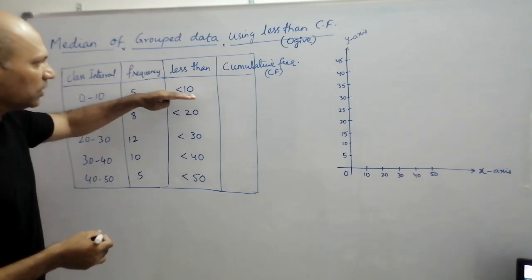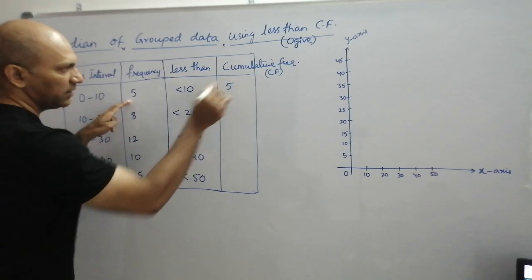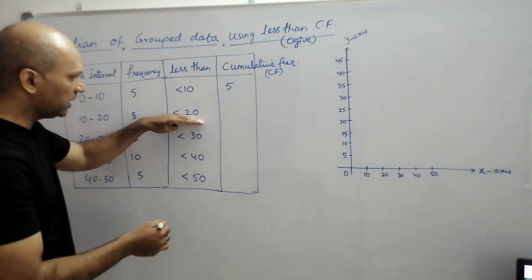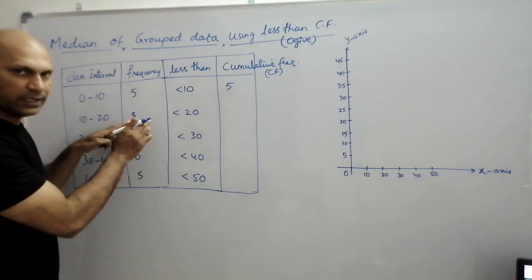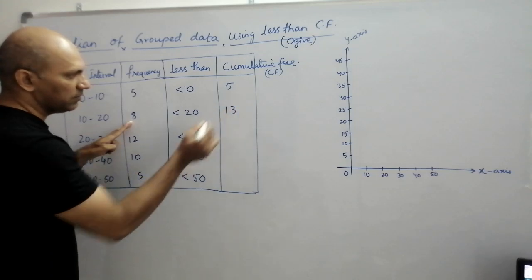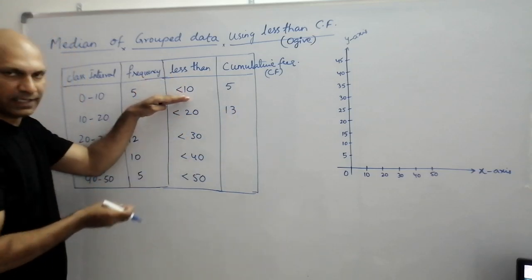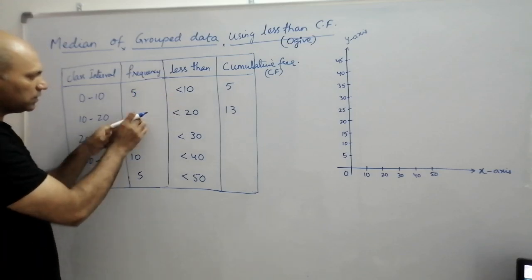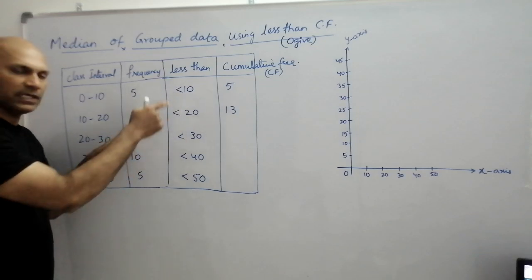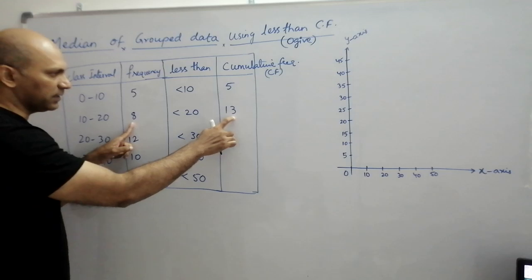Now how many students got less than 10 marks? Less than 10 marks, 5 students got, right? And how many students got less than 20 marks? Less than 20 marks, it's not 8, it's 8 plus 5, 13. Because less than 20 means we should also count the students who got less than 10, isn't it? Because less than 10 will also be considered in less than 20. So 8 plus 5 is 13.